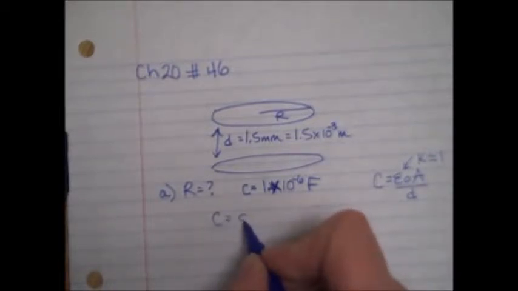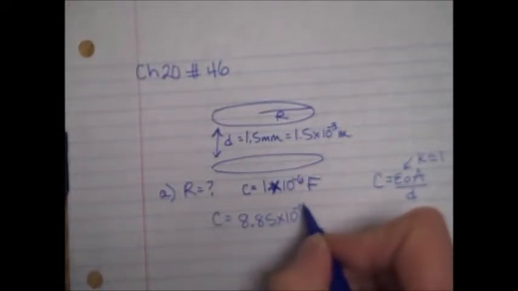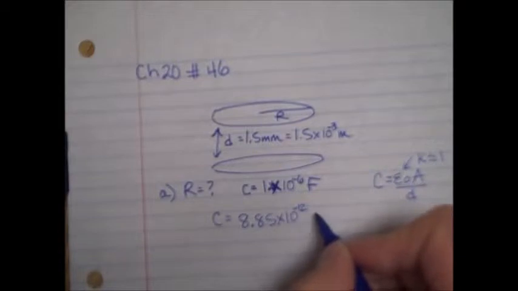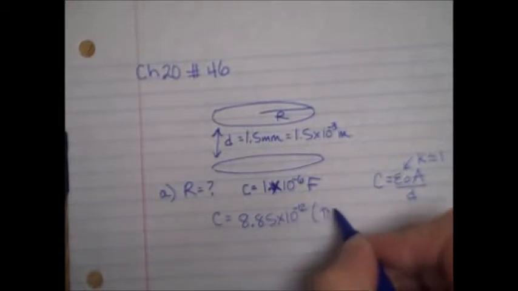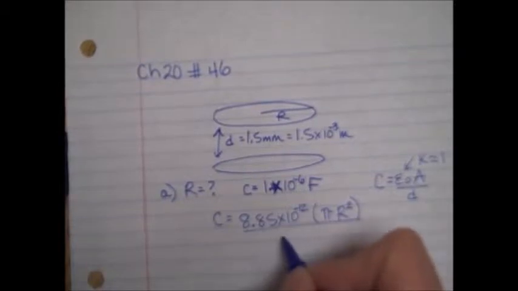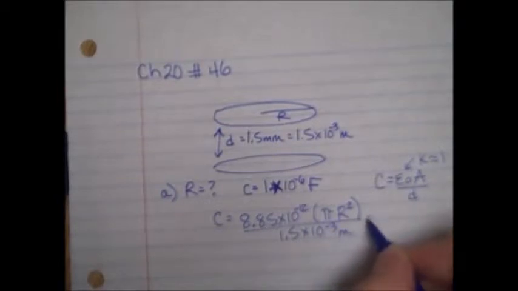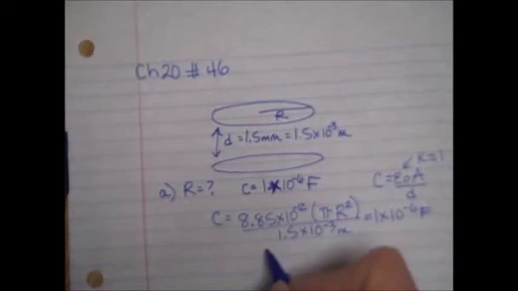So epsilon 0 is 8.85 times 10 to the minus 12, and the area would be pi times r squared, so it's a circle, and divided by the distance, which is 1.5 times 10 to the minus 3 meters, so we can set that equal to 1 times 10 to the minus 6 farads. From that, you get the radius is 7.3 meters.